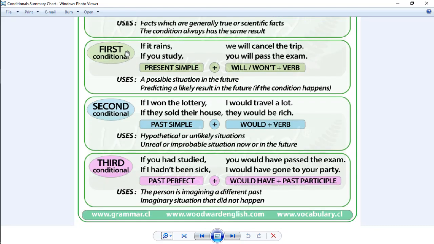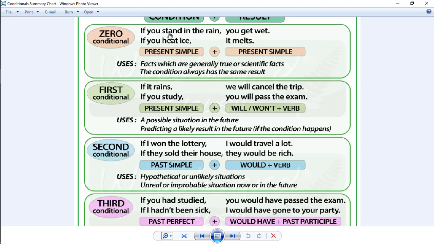Right here we have the first conditional, and we use it for a possible situation in the future, predicting a likely result in the future if the condition happens. So look, if it rains, we will cancel the trip. If you study, you will pass the exam. Okay, so we have the zero, the possible, and the true conditional.